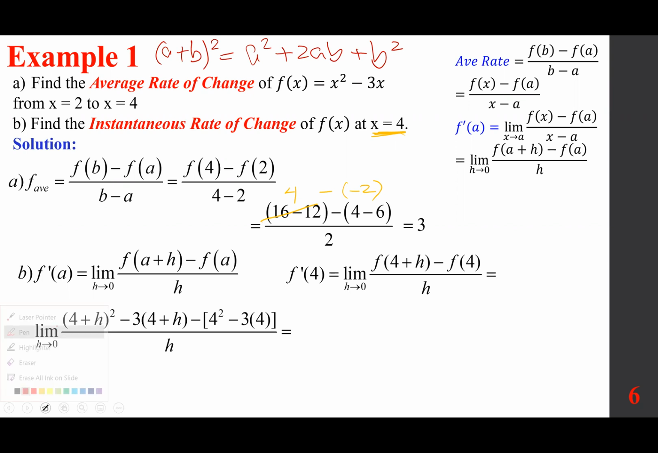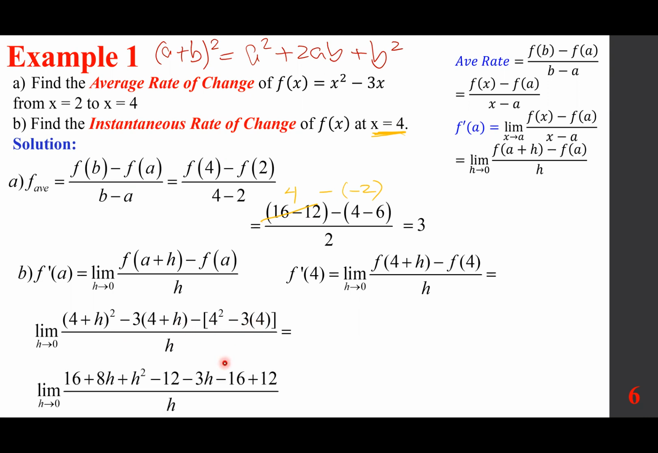And so therefore we have 4 squared, which is 16, plus 2 times 4 times h, which is 8h, plus h squared. This is minus 12 minus 3h. And as I said, you can just replace it with 4, or you can say 16. This is minus 12 and apply the negative sign. I hope you see what happened. So let's actually do that.